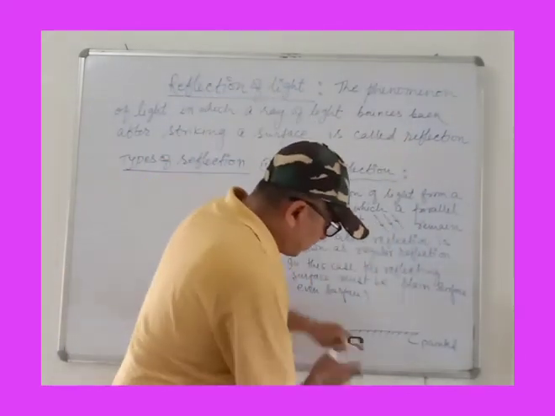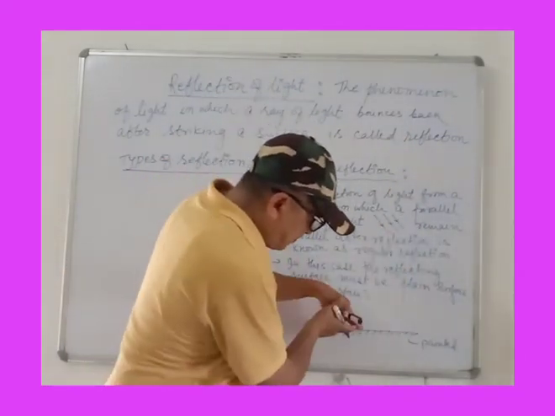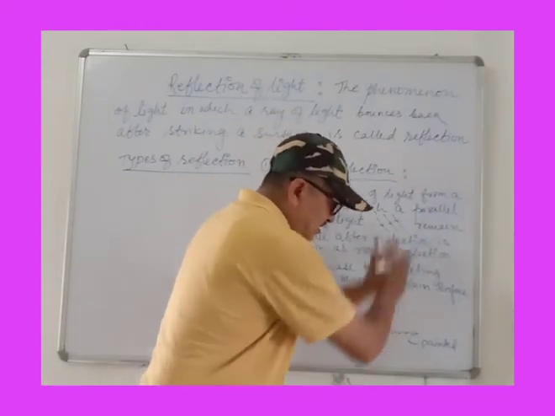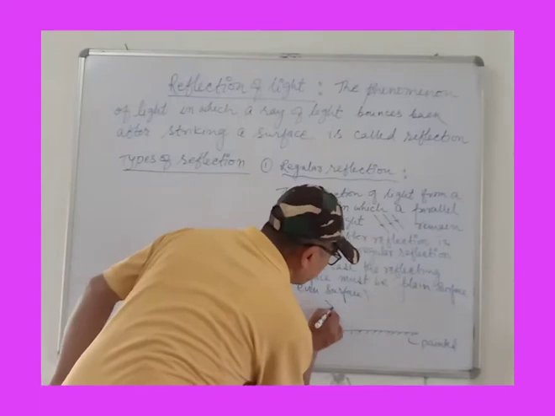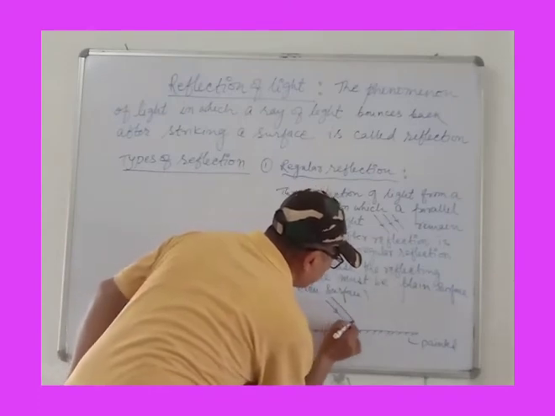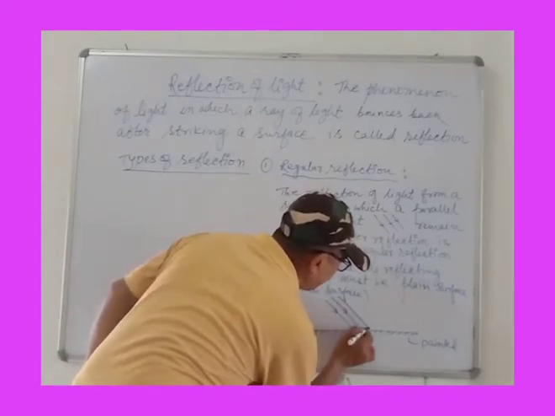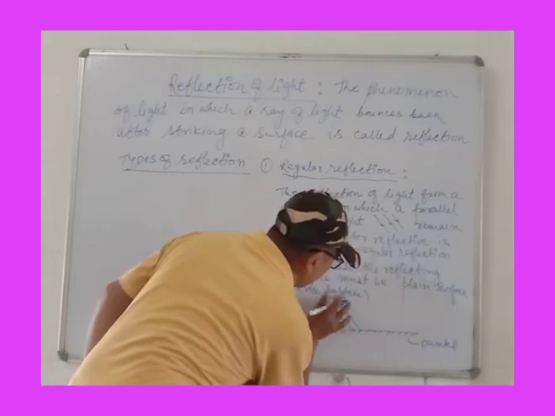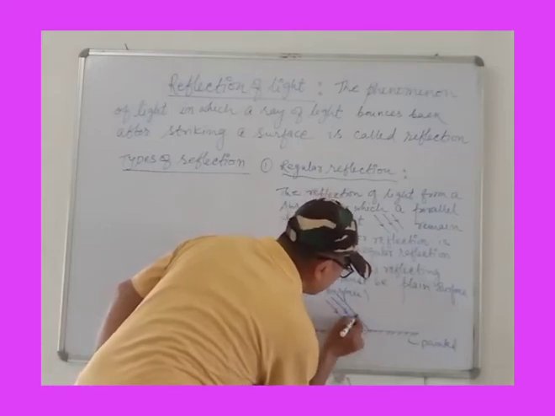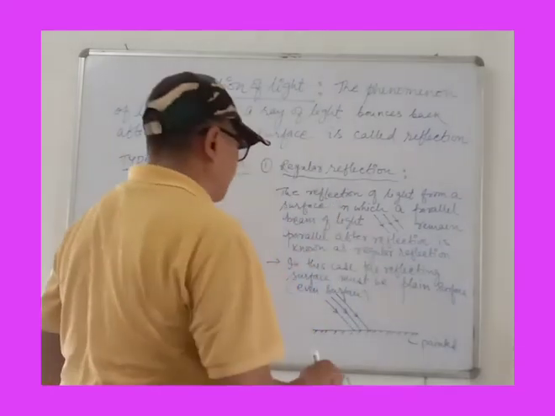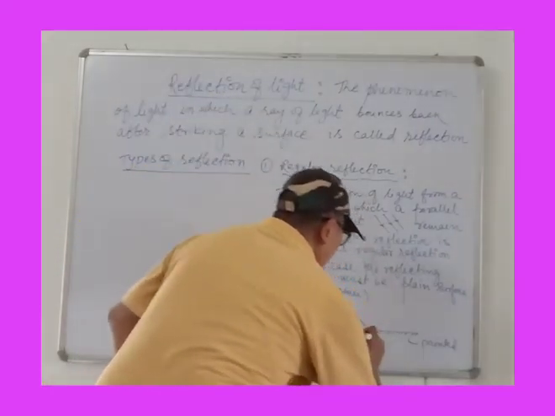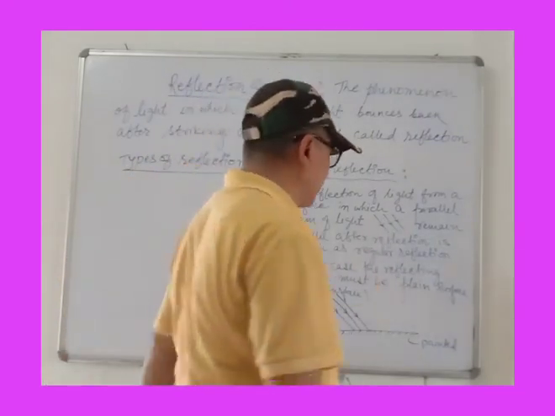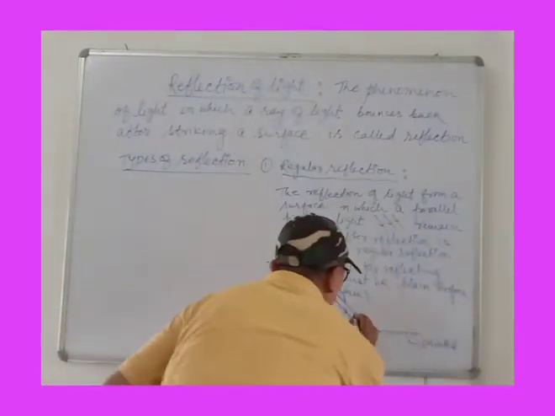Regular reflection: a parallel beam comes and returns parallel. These are slanting rays. Later on I will tell you the concept of slanting rays. Why not vertical? Then each ray will reflect maintaining the same angle. So we have to draw the normal here.